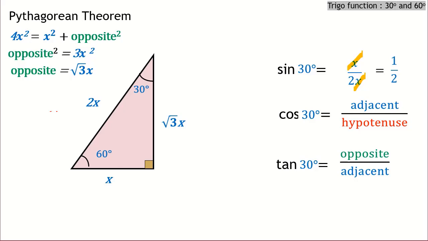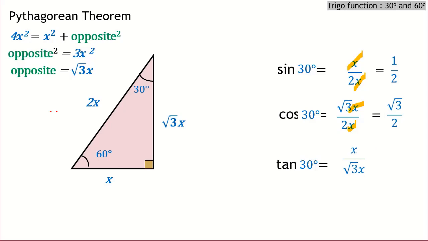And cosine 30 degrees is adjacent over hypotenuse, so we have root 3 x over 2x. We simplify it and we will have root 3 over 2. And finally tangent 30 degrees is the opposite over adjacent, so we have x over root 3 x, and we will have it equal to 1 over root 3.